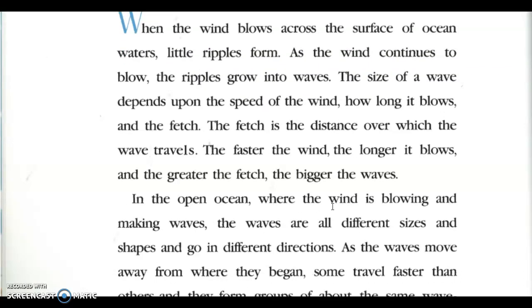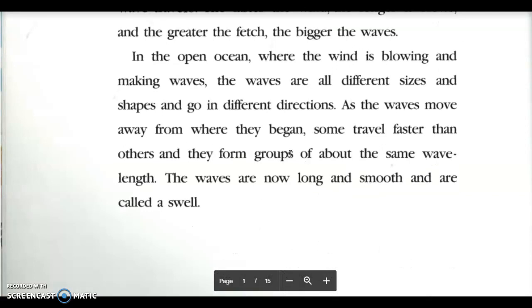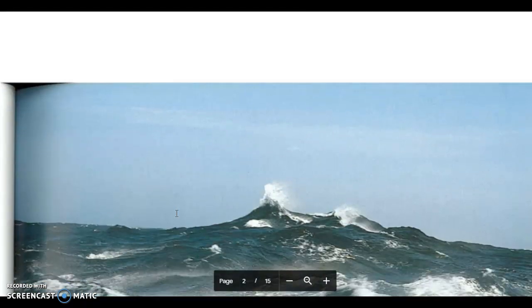In the open ocean, where the wind is blowing and making waves, the waves are all different sizes and shapes and go in different directions. As the waves move away from where they began, some travel faster than others, and they form groups of about the same wavelength. The waves are now long and smooth and are called a swell. And so we have a picture kind of that.